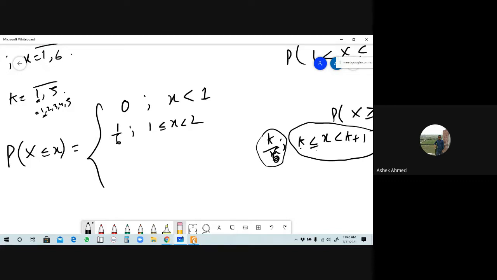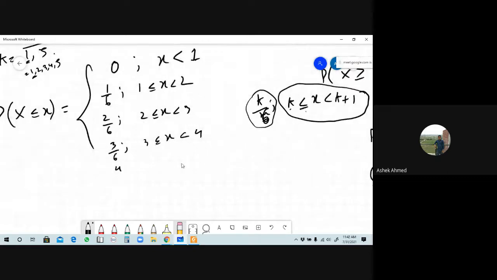If you give the value of k as 2, this will be 2/6 and the interval will be 2 is less than or equal to x is less than 3. When you take 3, it will be 3/6 and 3 is less than or equal to x is less than 4. When k is 4, what will it be? Respond. 4/6, with 4 is less than or equal to x is less than 5. And for 5 it will be 5/6, with 5 is less than or equal to x is less than 6 here.